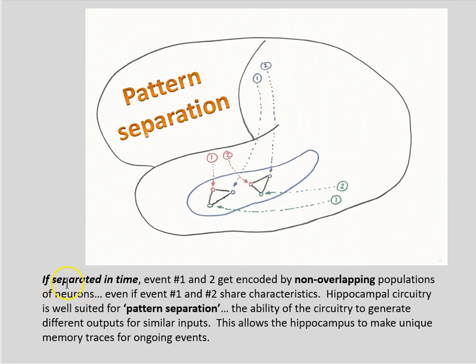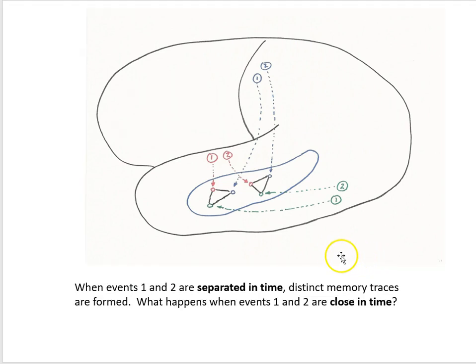If events 1 and 2 are separated in time, then events 1 and 2 get encoded by non-overlapping populations of neurons, even if event 1 and 2 share characteristics. Hippocampal circuitry is well suited for what psychologists call pattern separation, the ability of the circuitry to generate different outputs for similar inputs. And this allows the hippocampus to make unique memory traces for ongoing events. So when events 1 and 2 are separated in time, distinct memory traces are formed.